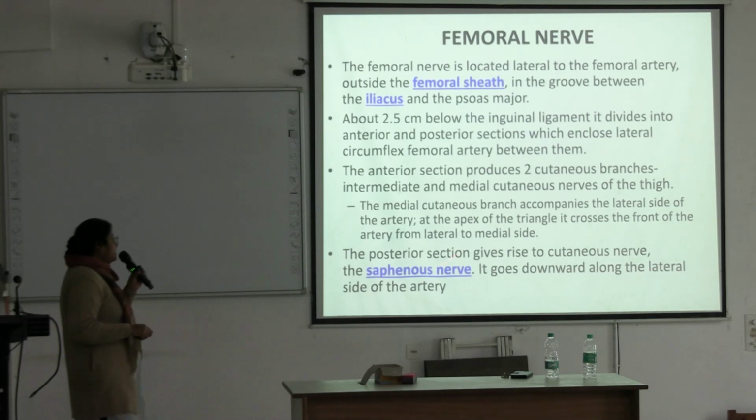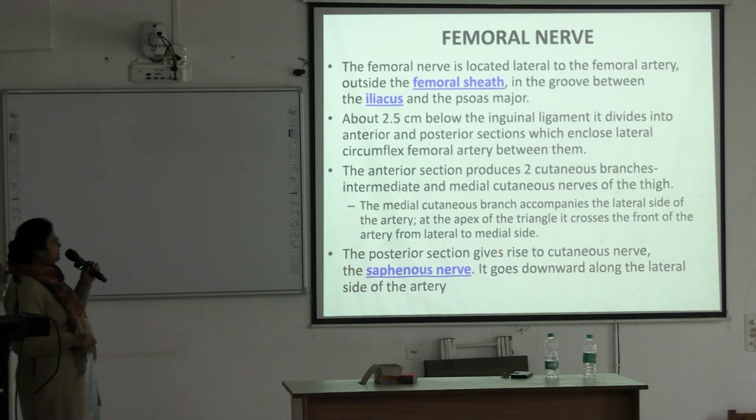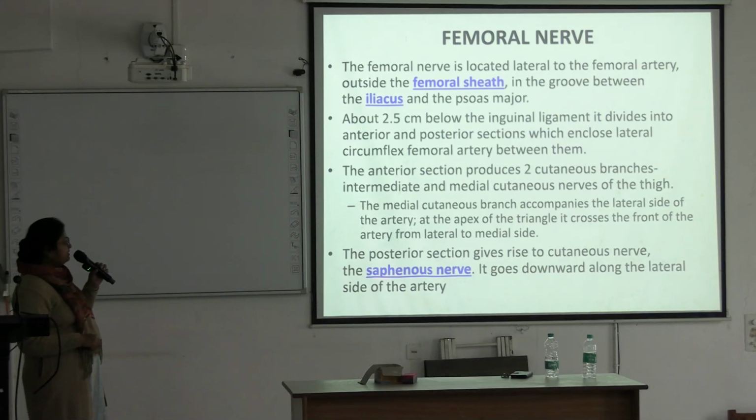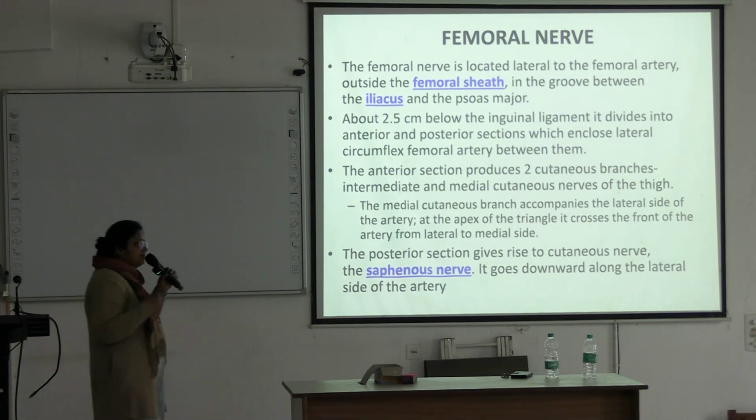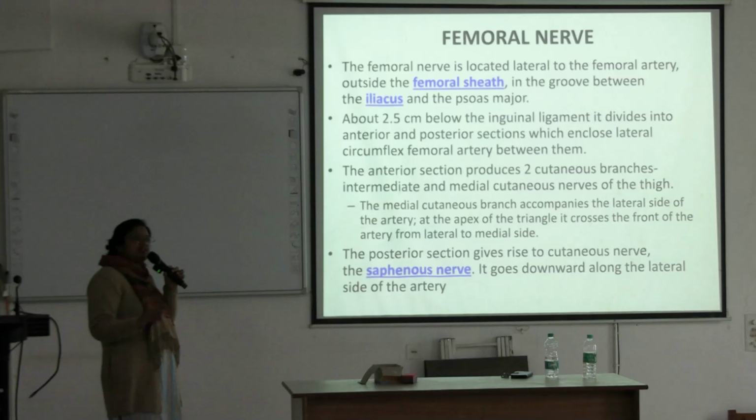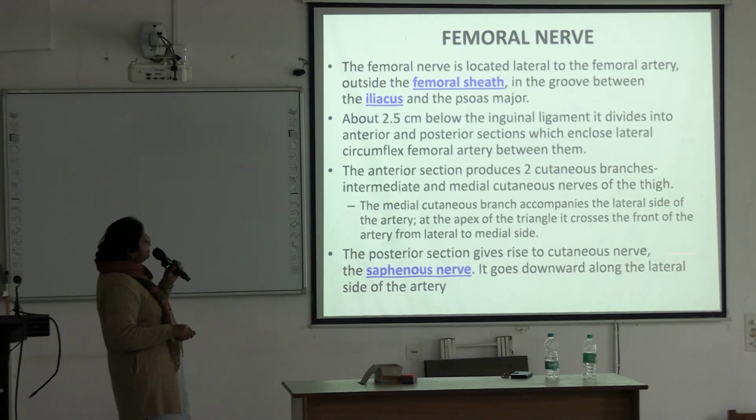The posterior division gives rise to a cutaneous nerve, the saphenous nerve, which is the longest cutaneous nerve, going up to the great toe. It goes downward along the lateral side of the artery, reaching up to the ball of the great toe.